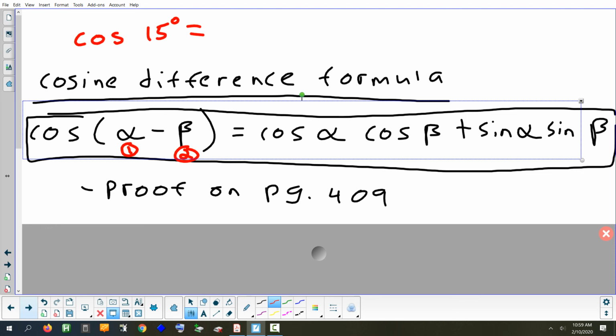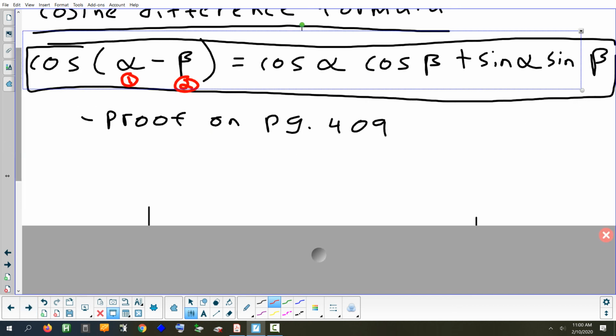And you could graph that. You could try it and see that what's on the left and what's on the right, especially if you just pick a number for one of them, because you can't graph two variables. But let alpha be 10, and let beta be x. Plug what's on the left into y1, put what's on the right in y2, and you'd see they're the same. Or pick any number you want for alpha. 15, it doesn't matter. Okay? But that's called the cosine difference formula.